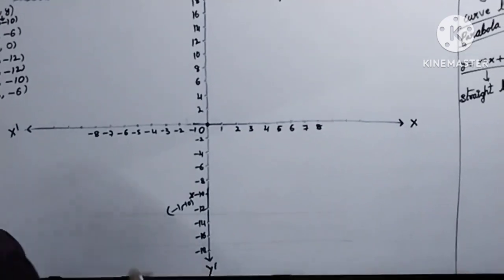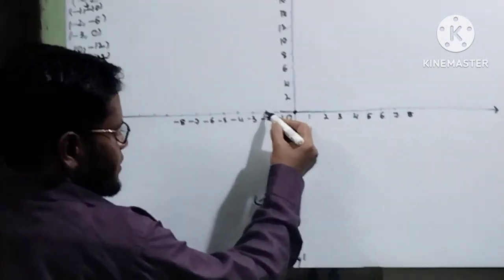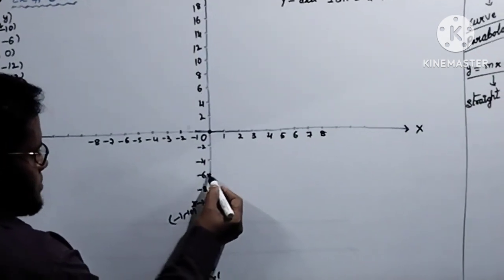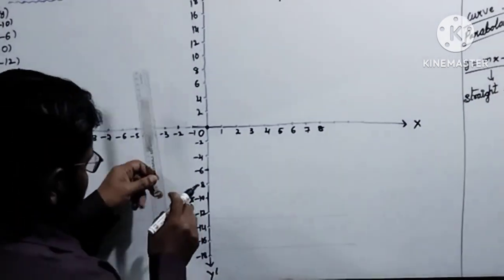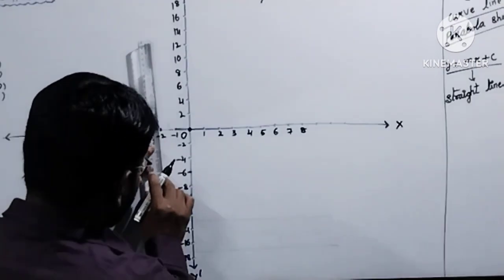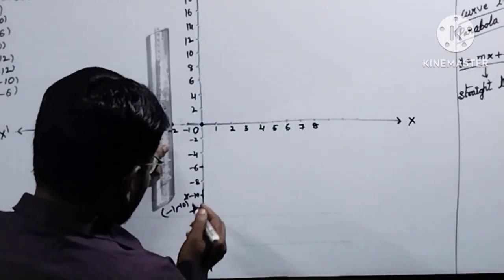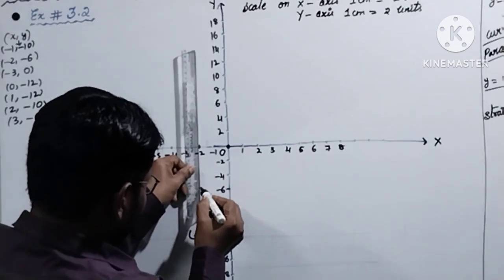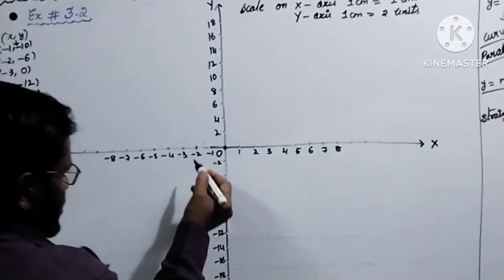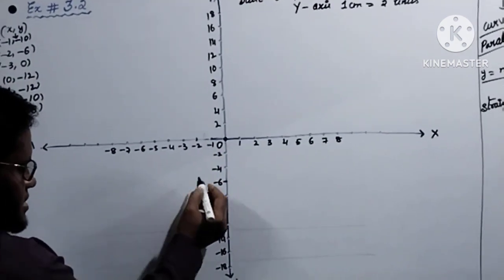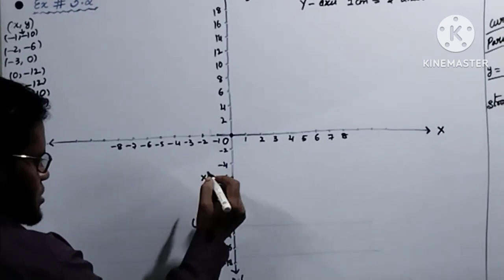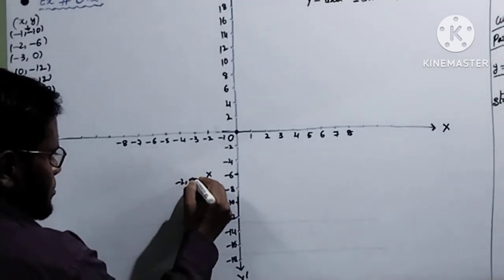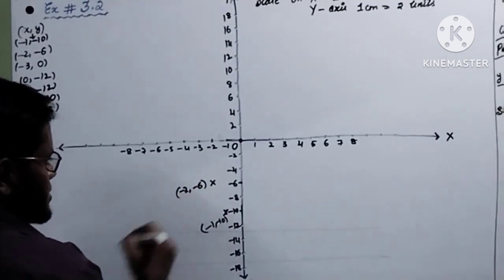Okay, then next minus 2 comma minus 6. Here x value is minus 2 and y value is minus 6. Both will intersect at where? See, both will intersect at minus 2 comma minus 6, here. Okay, this is minus 2 line, this is minus 6 line. So both are intersecting at this point. So this point is minus 2 comma minus 6.